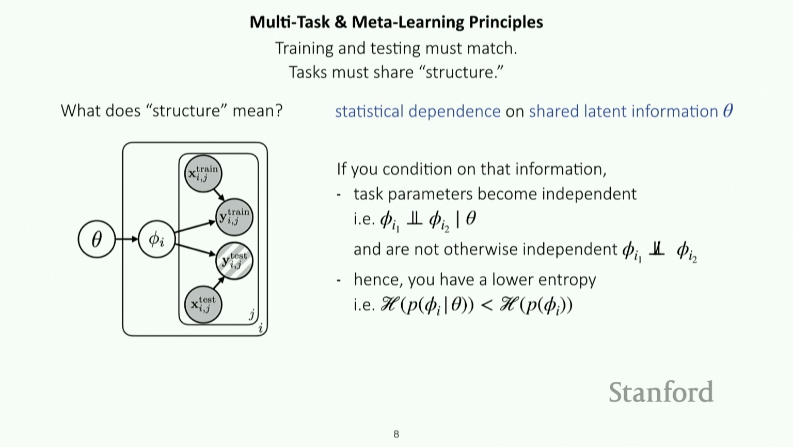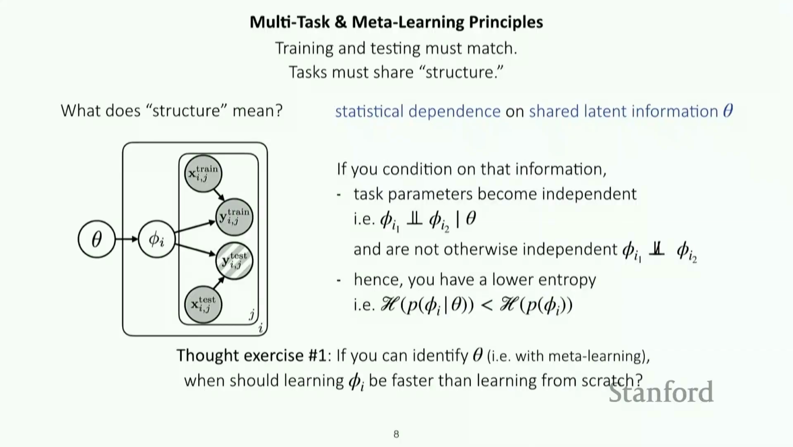Okay. This all makes sense? So now I'd like to give you a thought exercise, which is that if you could identify theta, for example, through meta-learning, if you could identify what's shared across the tasks, in which situations should it be faster to learn phi compared to learning from scratch? Are there any thoughts on that? Or maybe I can rephrase the question. In which situations would it not be faster than learning from scratch?